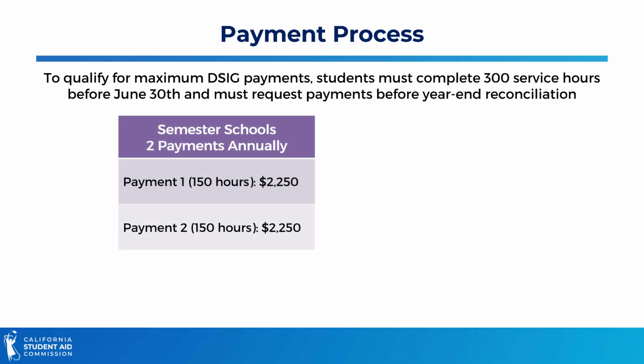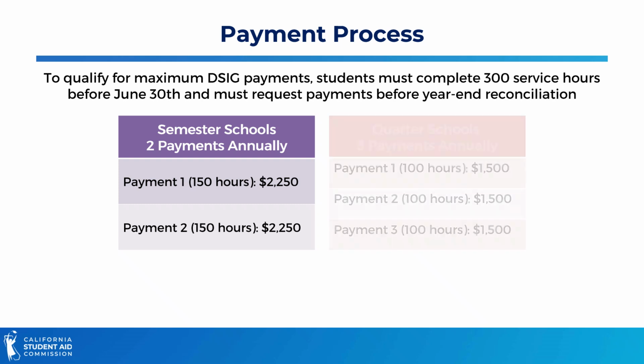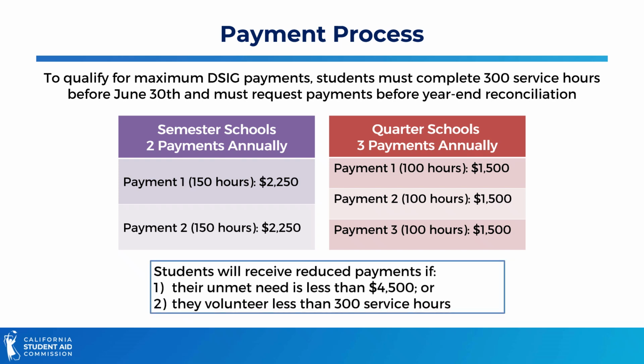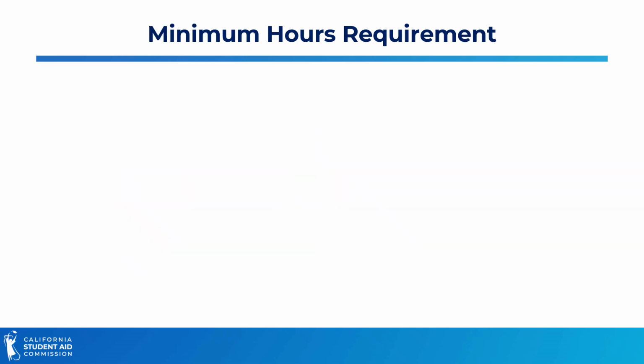For example, students at semester schools can receive up to 2 DSIG payments each year after every 150 hours of service work completed, whereas students at quarter schools can receive up to 3 payments in a year after 100 hours worked. Please note, students will receive reduced payments if their unmet need is less than $4,500 or if they complete less than 300 volunteer hours.